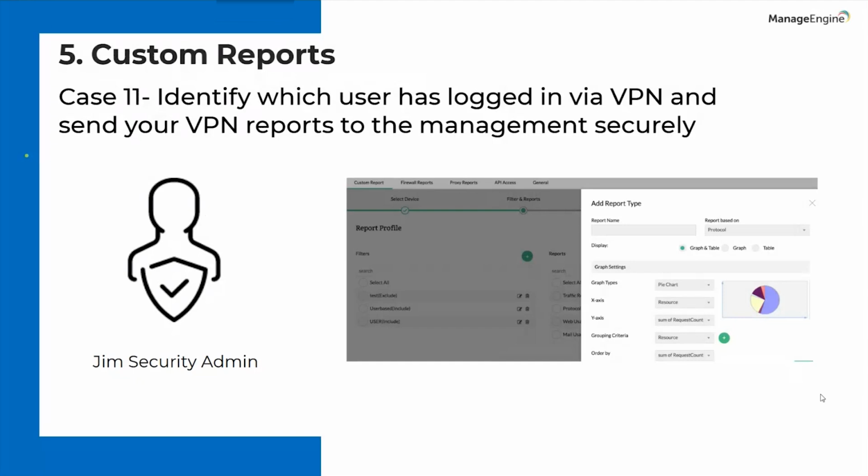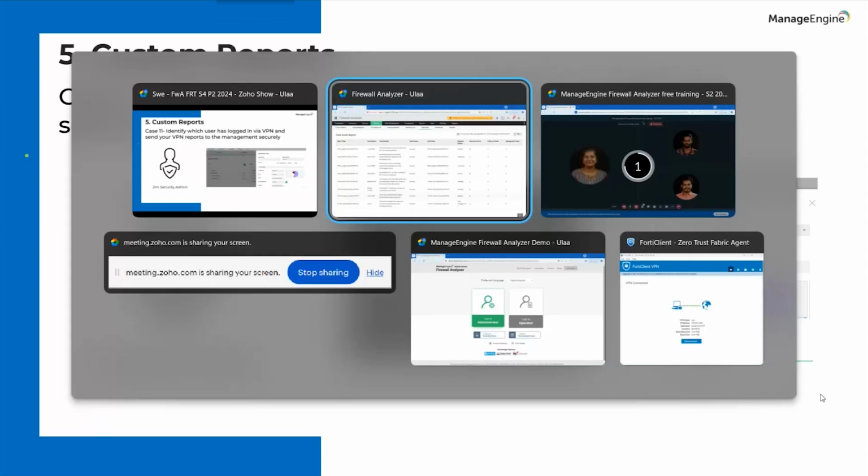Next, we have the custom reports. Here Jim has been tasked to find out which users have logged in through VPN, but he wants to exclude one particular C-level executive from the report. So we'll see how Jim can create this custom report using Firewall Analyzer.